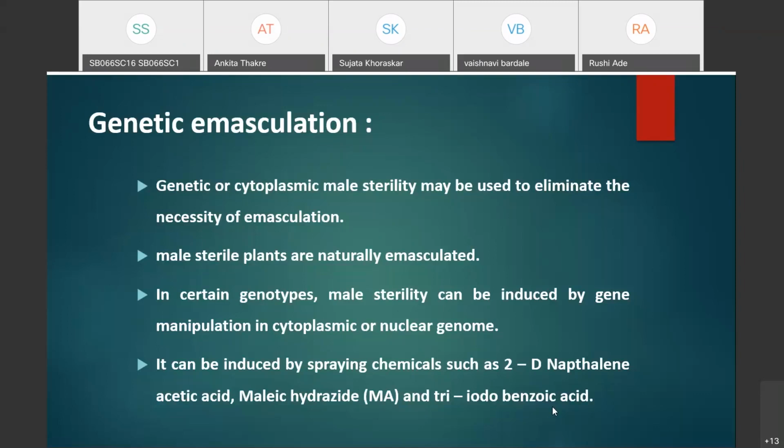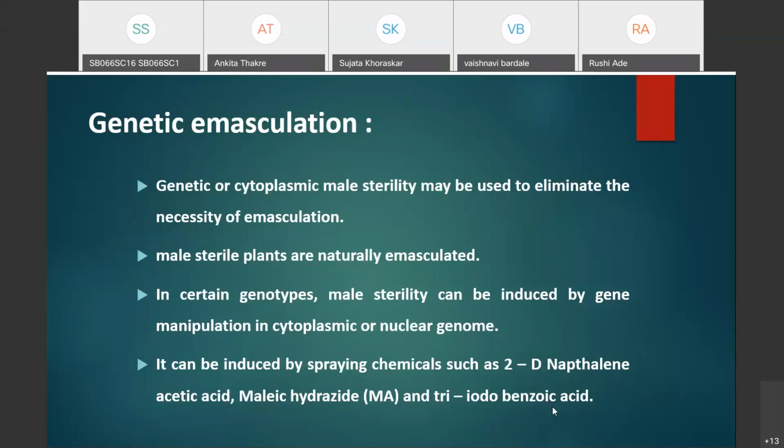In such plants, there is no need to use the other methods of emasculation. Then the genetic emasculation, or we can say the self incompatibility or the male sterility, can be induced by spraying chemicals such as 2,4-D, naphthalene acetic acid, maleic hydrazide, and triiodobenzoic acid. These are the different chemicals which are used to induce male sterility in the female parent.